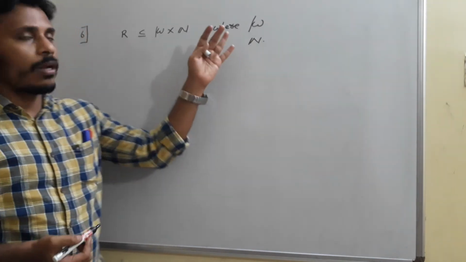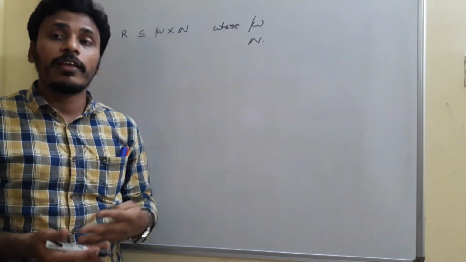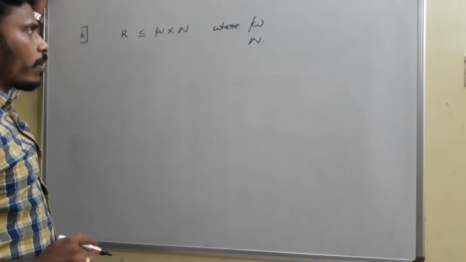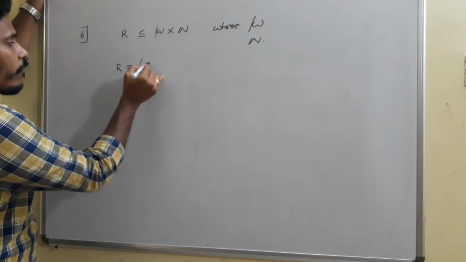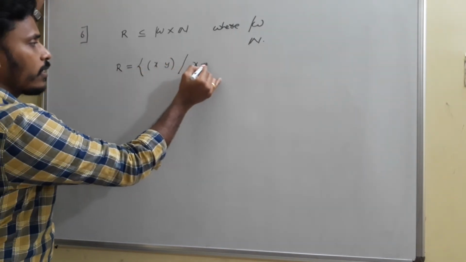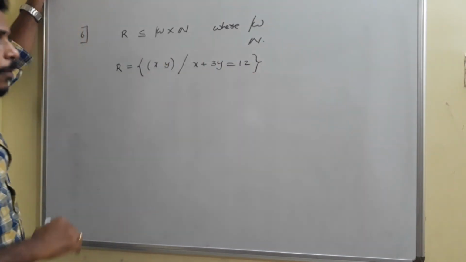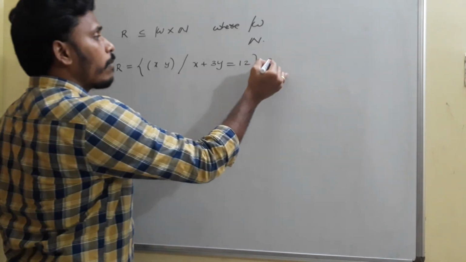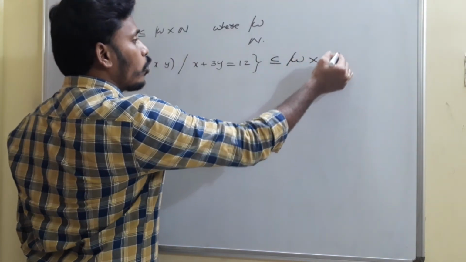If you think about W cross N, these two sets are infinite sets, so for sure there are infinite elements in W cross N. So R is a relation from W to N, a subset of W cross N. I will define the relation R to contain the ordered pairs (x, y) such that x + 3y = 12. This is the rule of the relation.